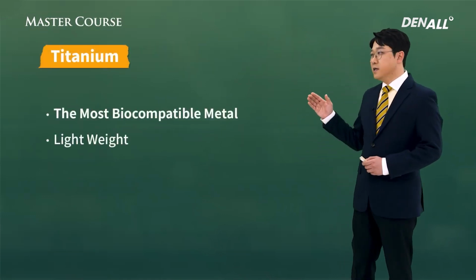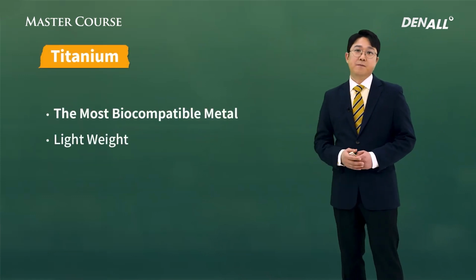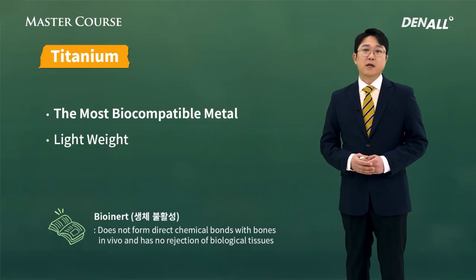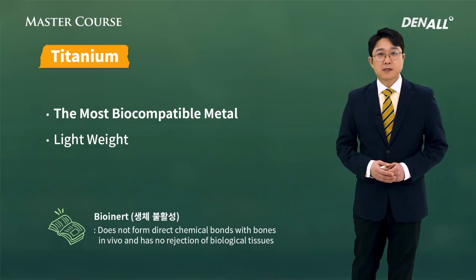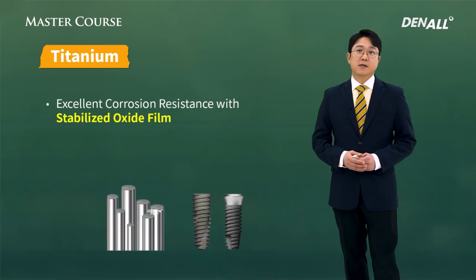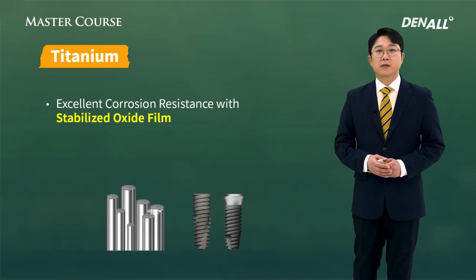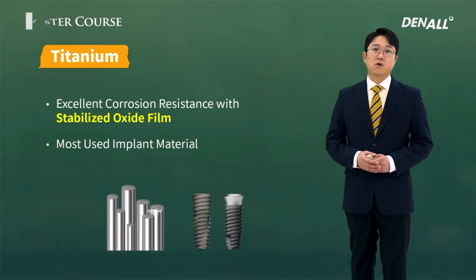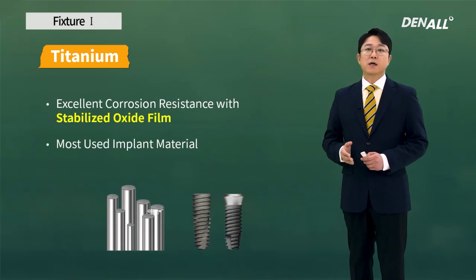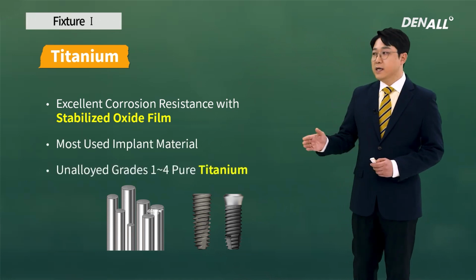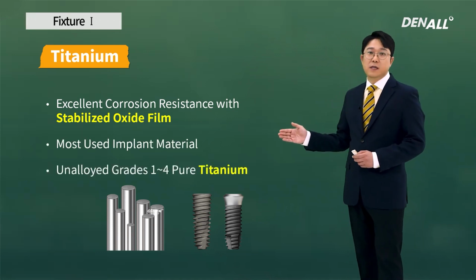Titanium is the most representative bioinert material. When it goes into the body, there is no negative reaction to the tissue. In the body, it forms a highly stabilized oxide film, and it is highly corrosion resistant. It is classified into grades 1 through 4 depending on the contents of oxygen and iron.